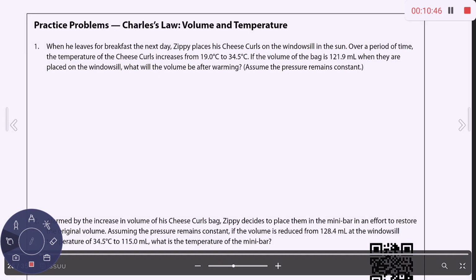Okay, when he leaves for breakfast the next day, Zippy puts his cheese curls on a windowsill in the sun. Over a period of time, the temperature of the cheese curls increases from 19 to 34.5 degrees C. So this means your T1 is here, your T2 is here. If the volume of the bag is 121.9 milliliters when they're put on the windowsill, what will the volume be after warming? So this is your V1. And then we're solving for V2. You need to make sure that your temperatures are in Kelvin. So that means you have to add 273 to each one.